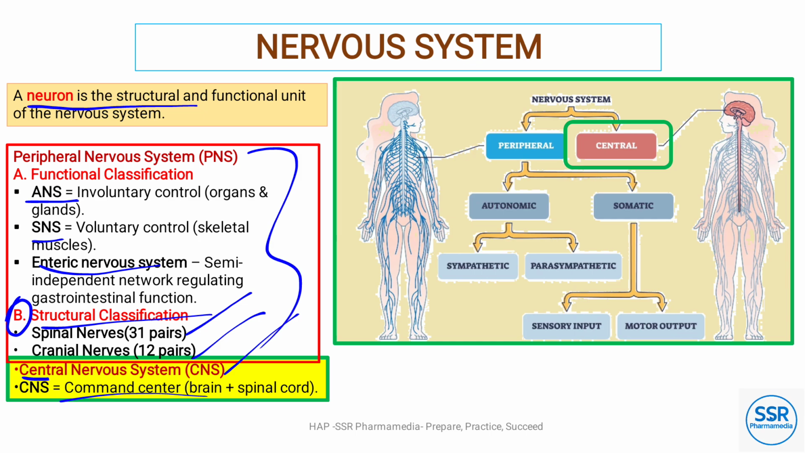So today we are going to discuss the central nervous system. The main focus is on CNS. CNS is the command center, containing the brain and spinal cord. Today we are going to discuss this.